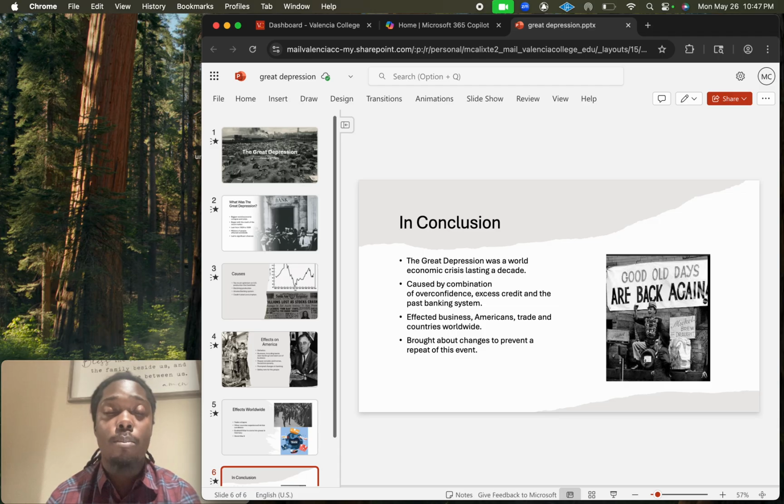What can be blamed on poor decision making, too much optimism, too much credit, and a poor banking system resulted in poverty in America that prompted change. Not only was America affected, other countries were as well, and in turn, the world. That was the Great Depression.